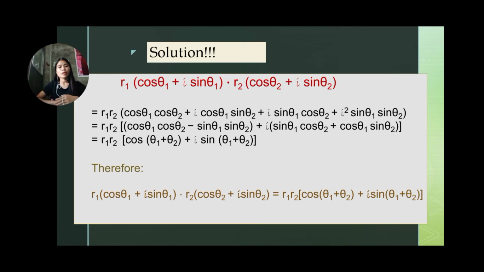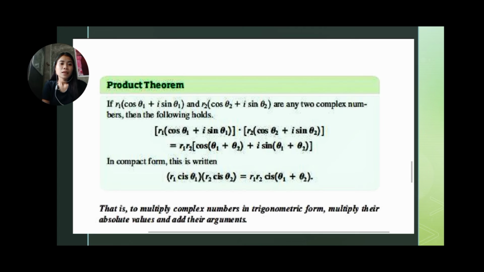Therefore, the product of r sub 1 times the quantity cos theta sub 1 plus i sin theta sub 1, multiplied by r sub 2 times the quantity cos theta sub 2 plus i sin theta sub 2, is equal to r sub 1 r sub 2 times the bracket of cos of the quantity theta sub 1 plus theta sub 2 plus i sin of the quantity theta sub 1 plus theta sub 2. And this is the product theorem.